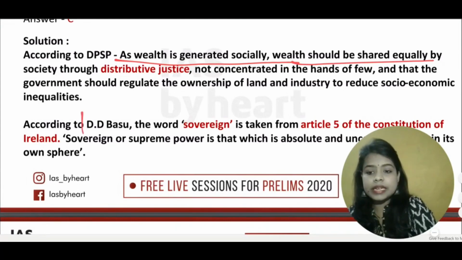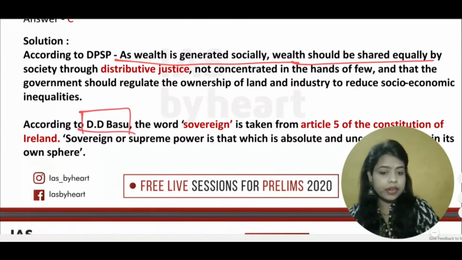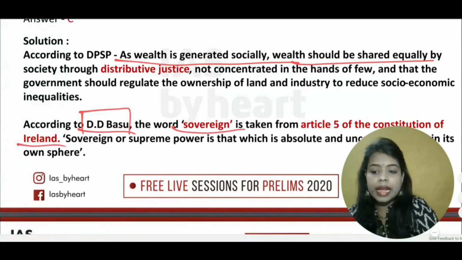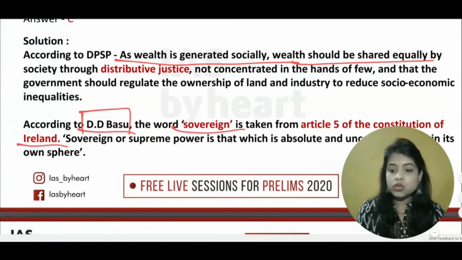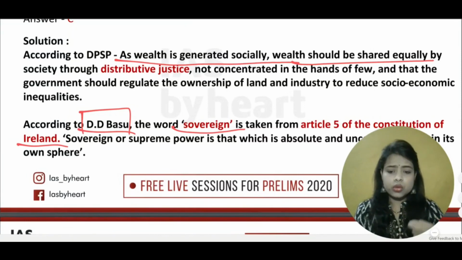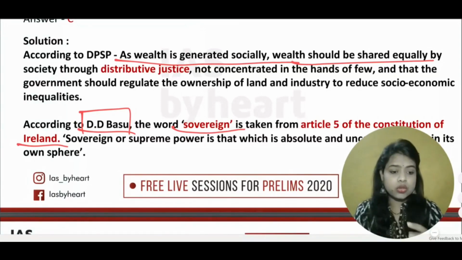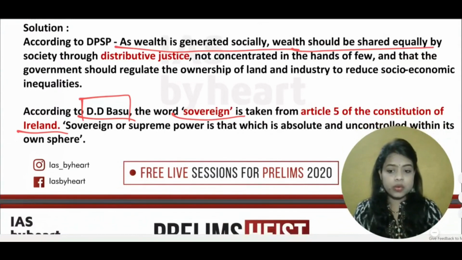And as I have said, it is said in the D.D. Basu book with reference that the sovereign word is inspired from the Ireland Constitution Article 5. So usually most of the sources are there in Lakshmikant, I thought that you will be clear. That's why I refer to the extensive sources so that it will be more clear for the exam. Okay. So let's move to the next question.